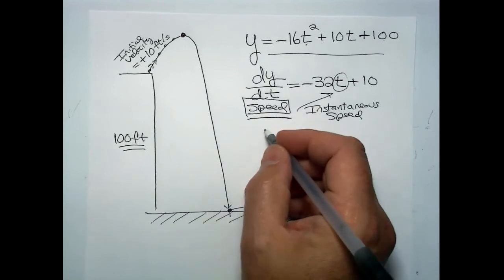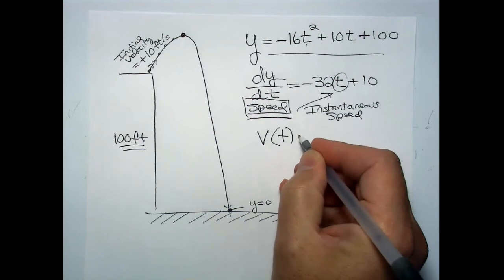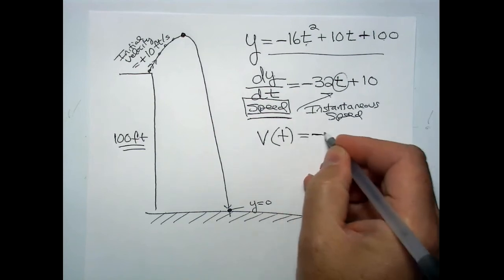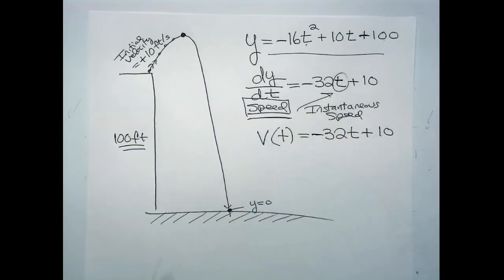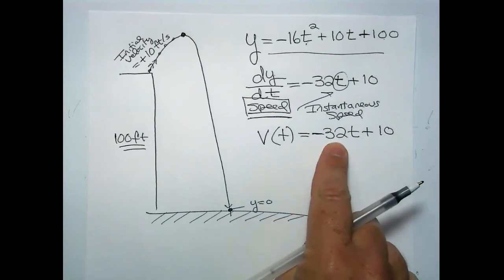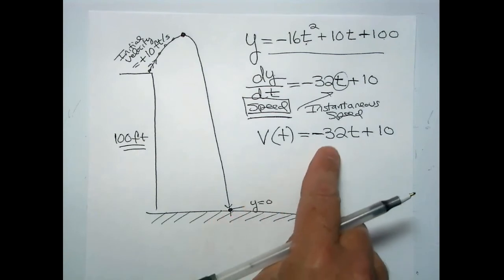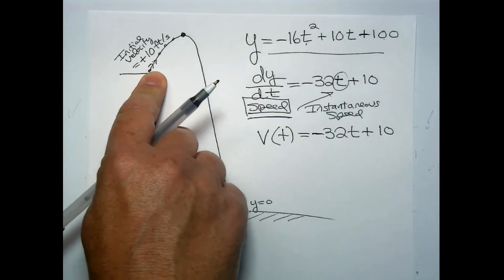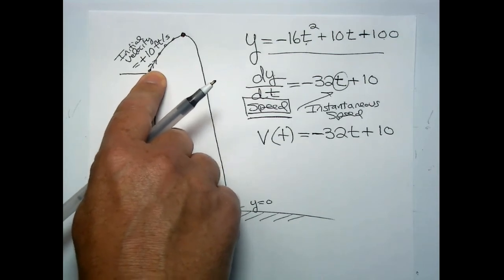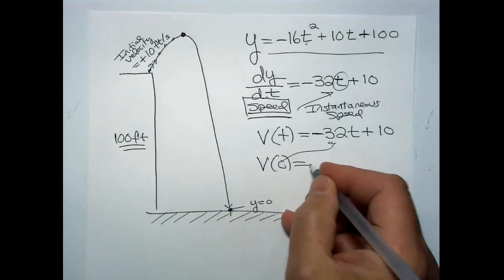In fact, since it's speed, I guess we could even give it a name: velocity, the v of t, the velocity function. You want to know the object's velocity? Use this function right here. Okay, so how can we use this to figure out how fast it is when it hits the ground? First of all, let's figure out how fast the object is traveling at the very beginning of the problem. Now, at the beginning of the problem, time is 0. So what's v of 0? Make sure this works.